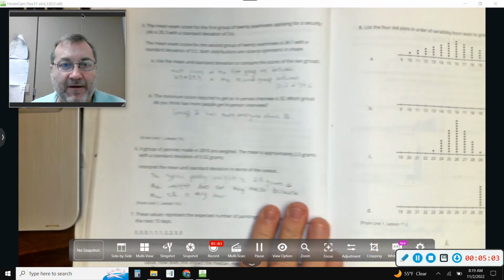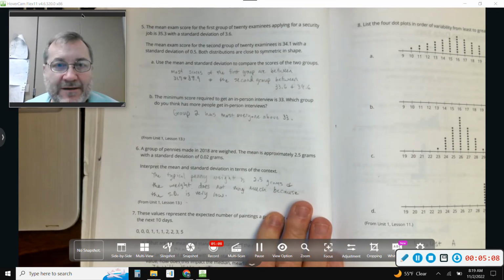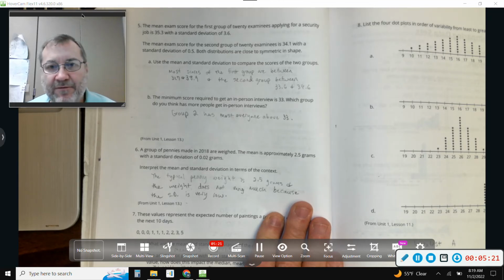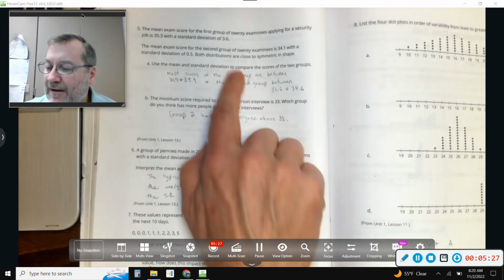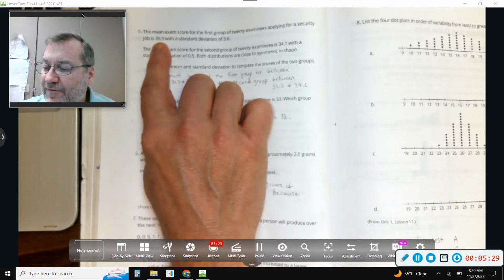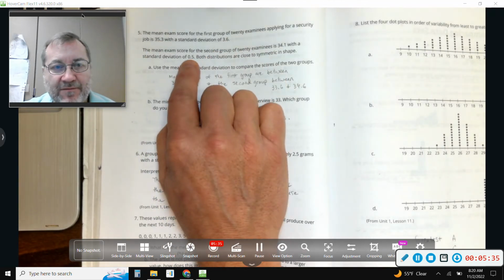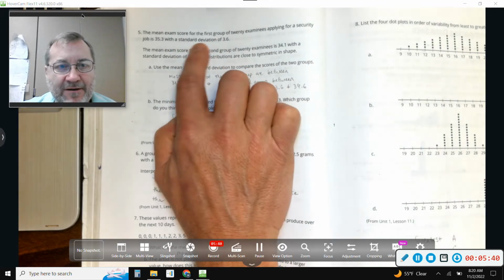Next page, number 5. The mean exam score for the first group of 20 examinees applied for a security job is 35.3, standard deviation of 3.6. The mean exam score for the second group of 20 examinees is 34.1 with a standard deviation of 0.5. So you'll notice here you've got 35.3 versus 34.1, standard deviation of 3.6 versus a standard deviation of 0.5. So this one is a lot more tightly compacted, a lot more variability here. That standard deviation is high.